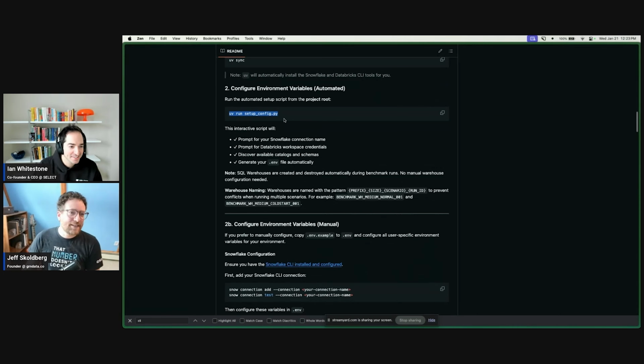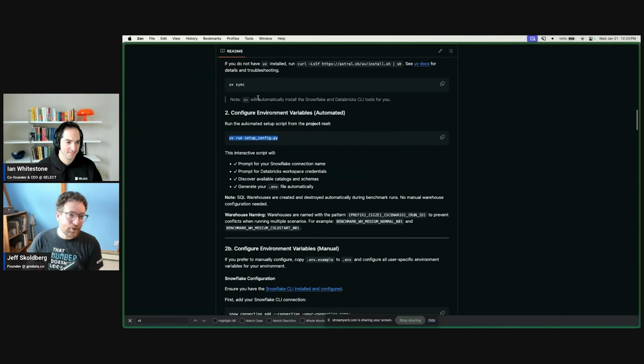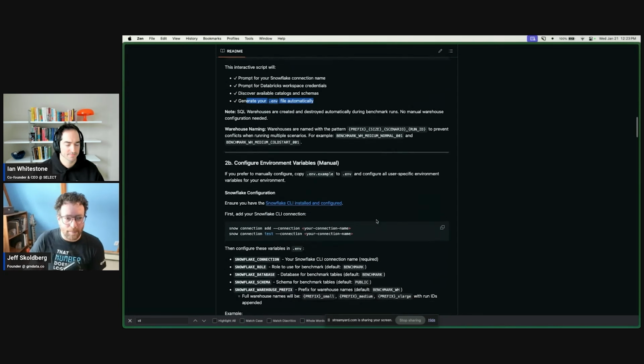Yeah. You run setup config, which is really cool. If you don't have Snowflake CLI and Databricks CLI installed, it'll install it for you. It'll walk you through the configuration of your credentials connecting to your Snowflake account. So you just run this one command. It walks you through setting up the whole project, including generating a .env file for you automatically.